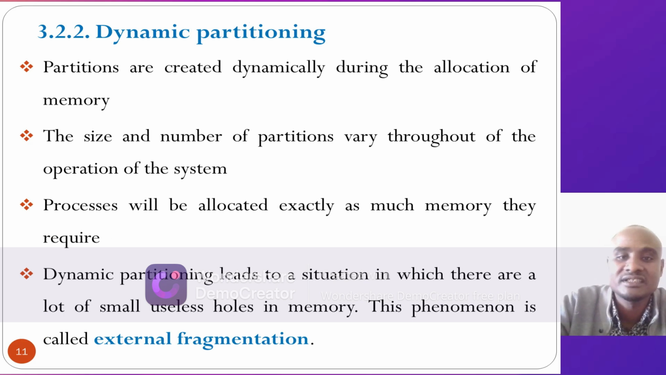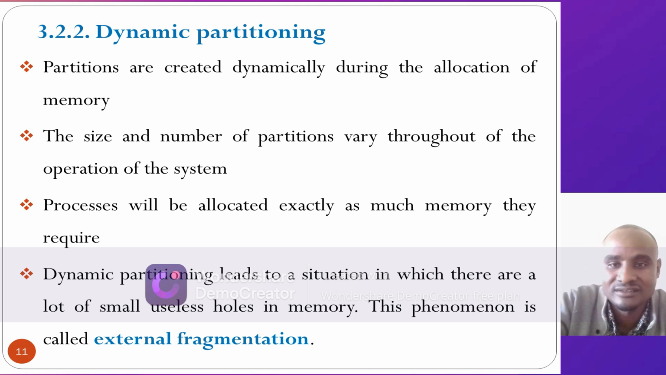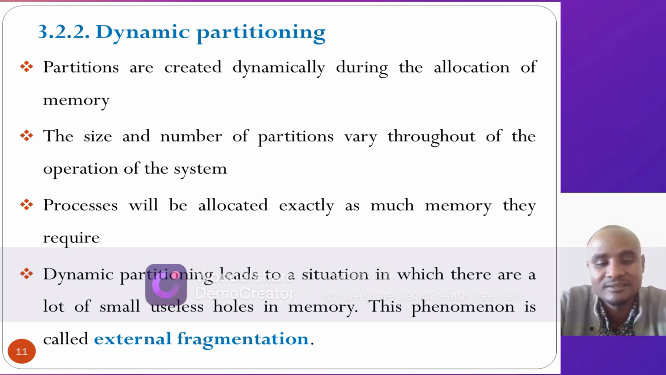The second type of partition technique is dynamic partitioning. Dynamic, as the name implies, means the memory is dynamically partitioned. Partitions are created dynamically during execution. If a process requires 2 megabytes, it is automatically created during execution. The size and number of the partitions vary throughout the operation of the system, unlike fixed partitioning. So the process will be allocated exactly as much memory as it requires. If process 1 requires 5 megabytes, 5 megabytes of memory is partitioned and assigned to this process.